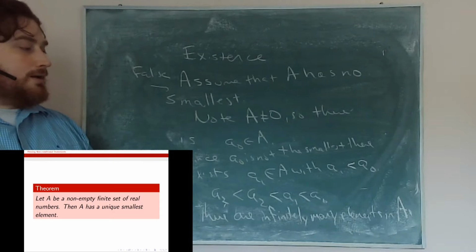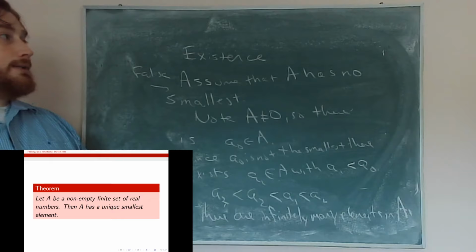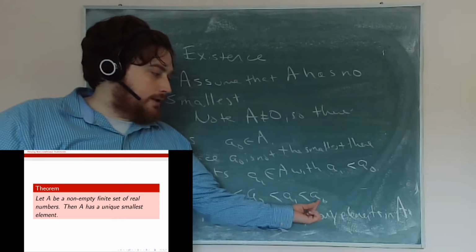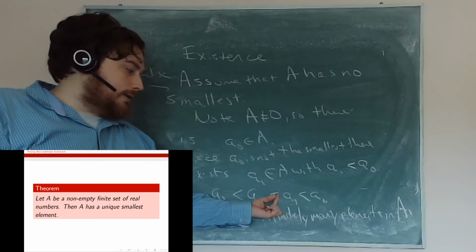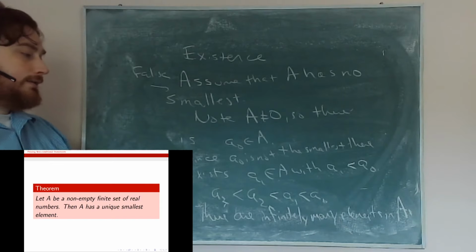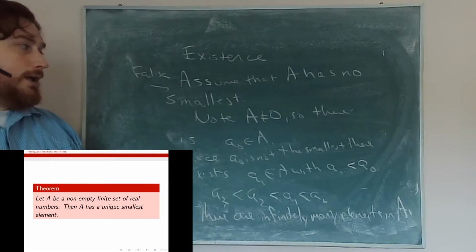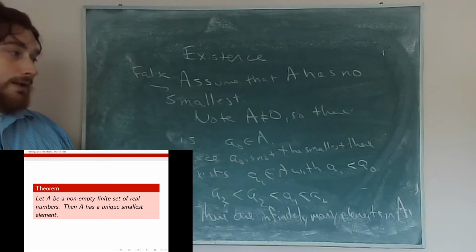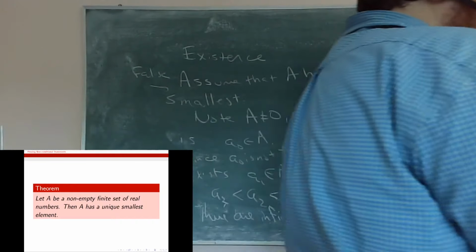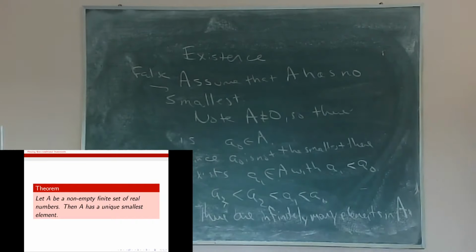All right. I just want to point out you can show it has to have a greatest element as well, because the only thing that would be different is you would say A0 is less than A1 is less than A2. So if we have a finite non-empty set, we have to have both the smallest element and a largest element, or we have to have a maximum and a minimum in that set. All right.